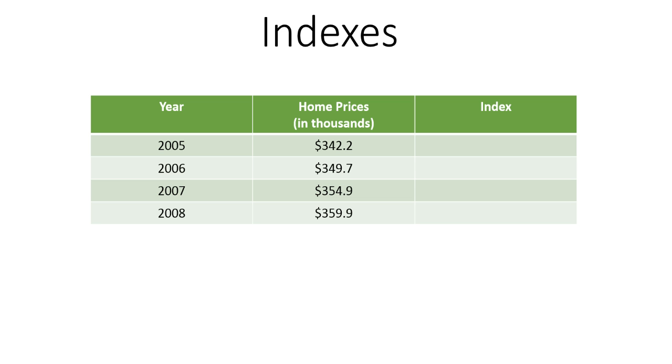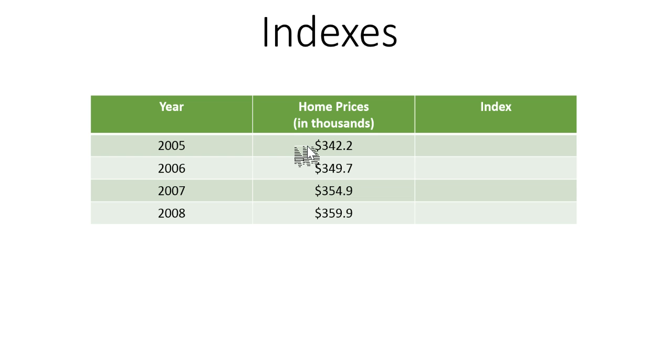First of all, you've got to start with some data. And what do I have here? I have four years of housing price data, 2005 through 2008, and I've got the average housing price for each year, in thousands. So 2005 is really 342,200, and so on. I'm going to use this data to create an index, and then I'll go over what that index represents.